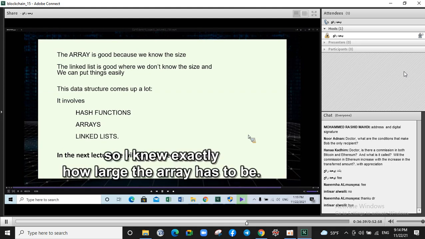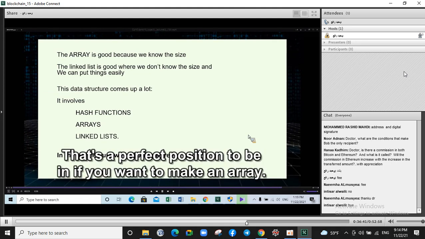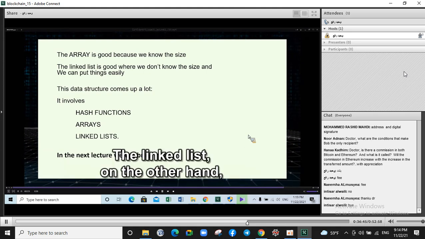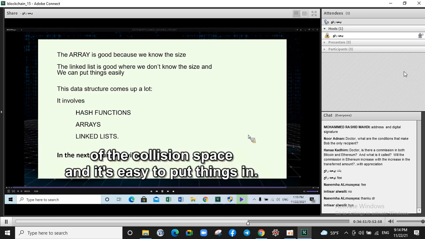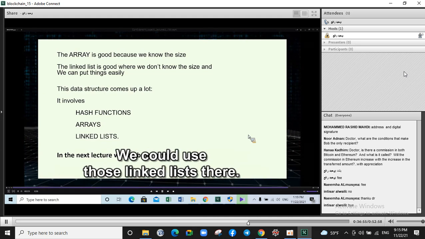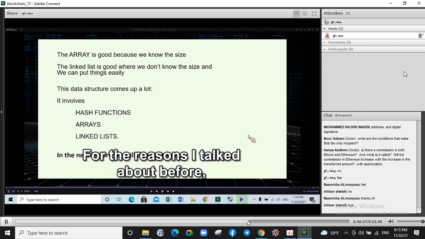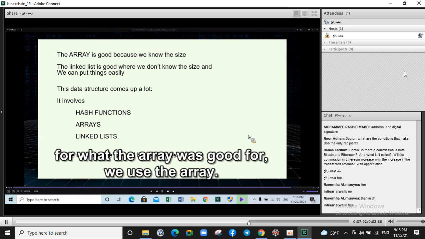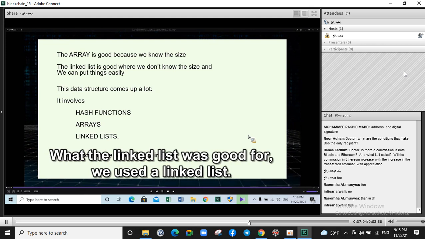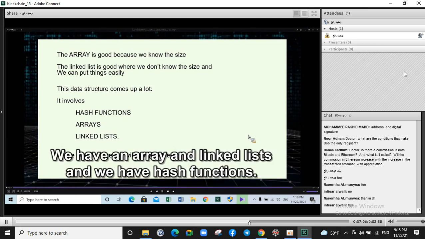The linked list, on the other hand, is good for the collisions because we don't know the size of the collision space, and it's easy to put things in. So we can use those linked lists there. For the reasons I talked about before, what the array was good for, we use the array; what the linked list was good for, we use a linked list. We have an array and linked lists, and we have hash functions. So we're using lots of things we already know, and this is all very good fundamental computer science.